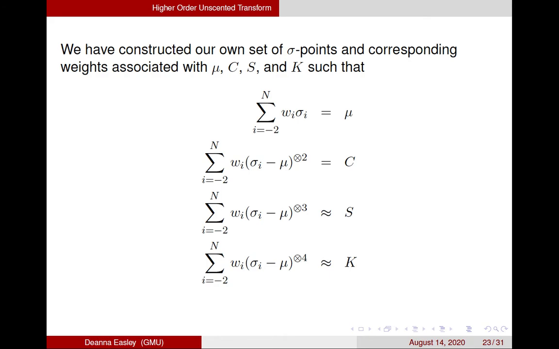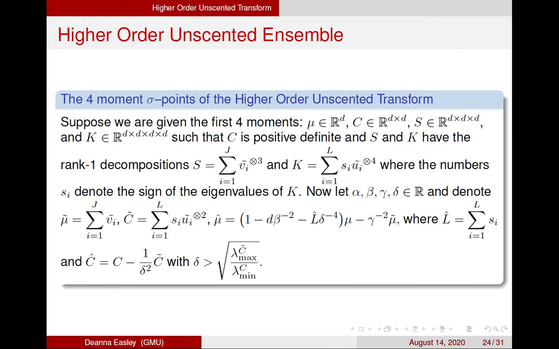Well, this means that we have to actually create our own set of sigma points. And that's what we did, along with corresponding weights, so that the empirical mean and empirical covariance match the mean and covariance respectively, and the empirical skewness and empirical kurtosis approximate the skewness and kurtosis respectively.